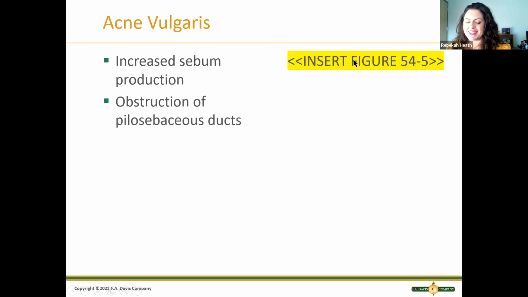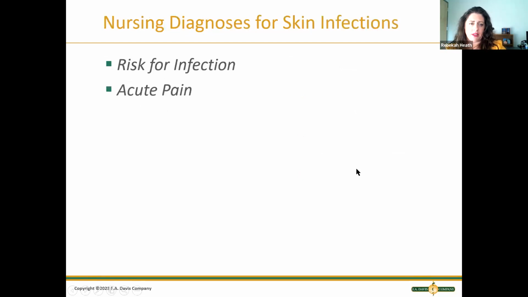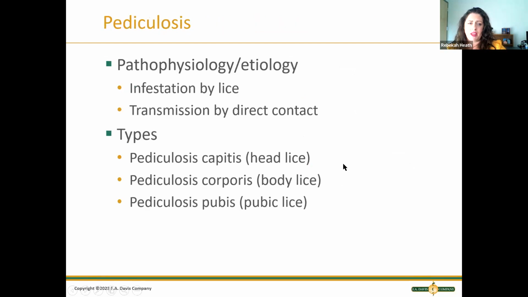Okay. Acne vulgaris. That's another skin disorder. So acne is an infection. Increased sebum is produced in your skin, and it obstructs those little ducts out to your skin, and it can cause infection. So you can have either open or closed acne areas, and there's a lot of different treatments for this. Sometimes peroxides or vitamin A acid. You might also have antibiotics or other medicines like Accutane or hormone therapy to help with this. They're going to have risk for infection and pain.